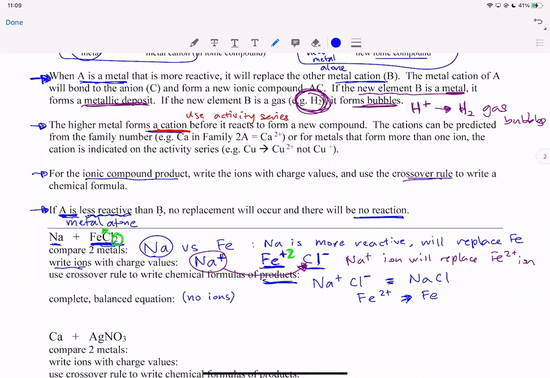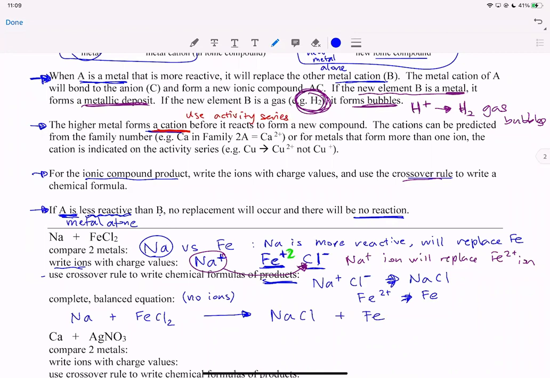Okay, so writing the complete balanced equation, you start with the chemical formulas of the reactants, which are Na and FeCl2. So I just copied these that were given to me. And then you want to have an arrow and you want to have the products on the other side. So what are the products? The products are those two chemical formulas that I just figured out. One is NaCl and the other is Fe.